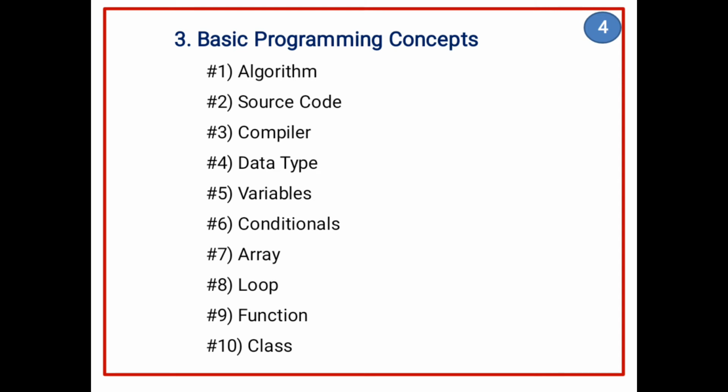The next concept is a compiler. A compiler is a software program that helps in converting the source code into binary code or byte code, also called machine language, that is easy for a computer to understand and can be further executed using an interpreter to run the program.